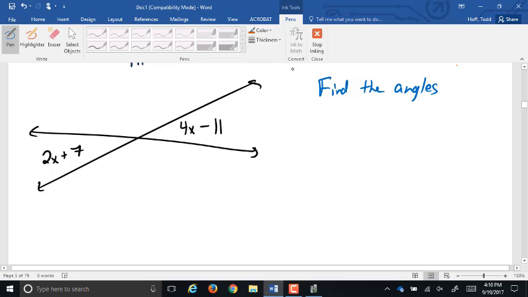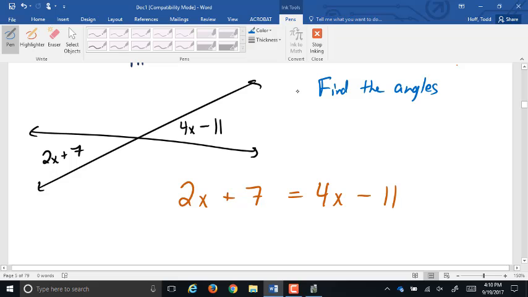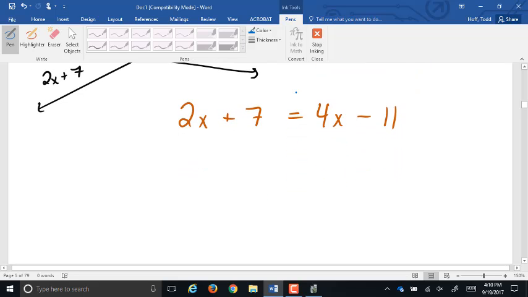The relationship here is now slightly different. These angles do not add up to a total. They don't add up to 180 or 90. These two angles are equal. They're the same. So now 2x plus 7 has to equal 4x minus 11. How are we going to go about solving that now?